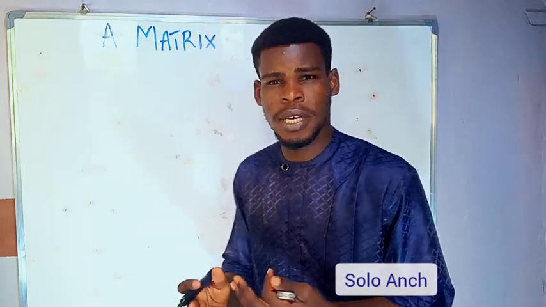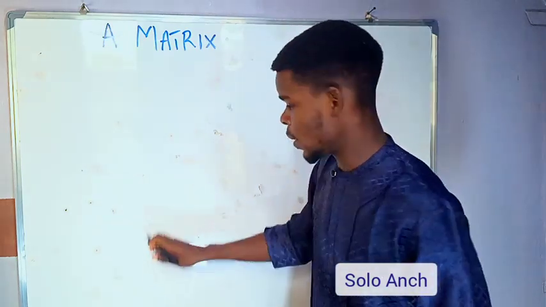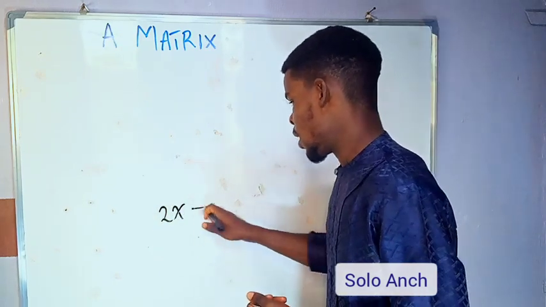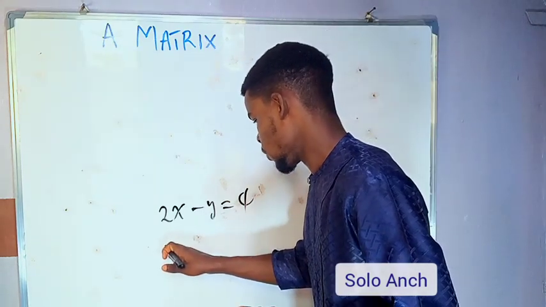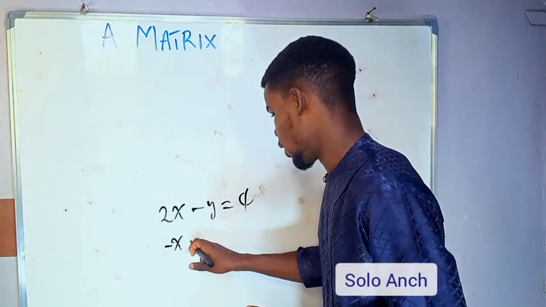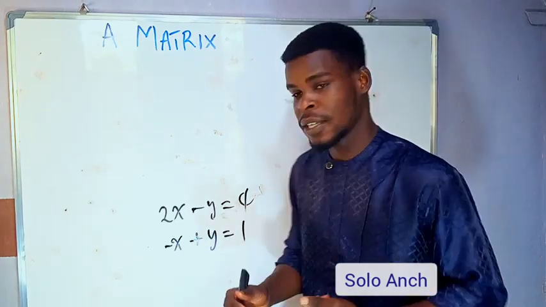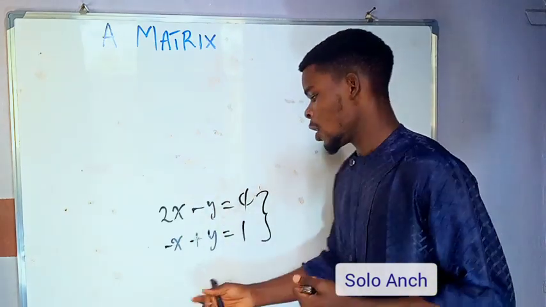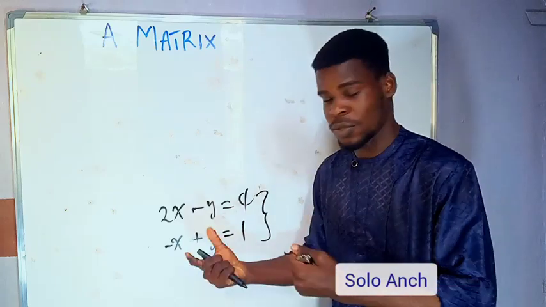I'm just going to bring out an example, and from there, introduce the matrix. Suppose we have a simultaneous equation, let's say a system of two linear equations: 2x minus y equals 4, and then negative x plus y equals, let's just say, 1. So this is a system of linear equations. But to bring the matrix up, I'm not going to be solving this. I just want to introduce the matrix.